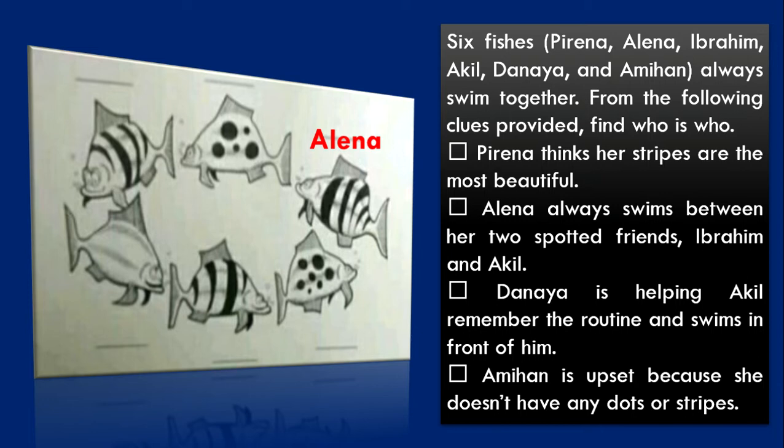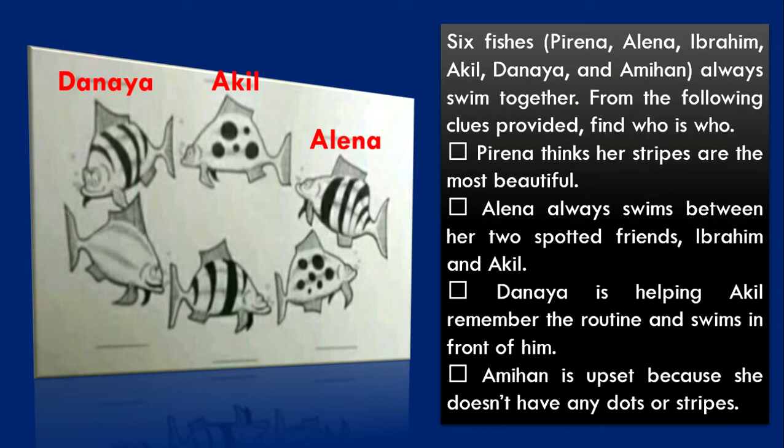Okay, so we need to use the next statement, which is about Danaya. Danaya is helping Akil remember the routine and swims in front of him. So we can say that this is Danaya, because we know that one of the spotted fish is either Ibrahim or Akil. So the other spotted fish swims next to Alena. Therefore, the first spotted fish is Akil. Okay, and the fish who is striped who swims in front of one of the spotted fish is Danaya.